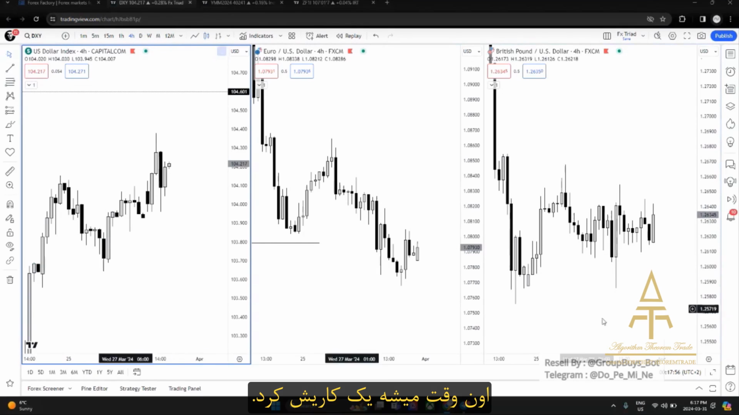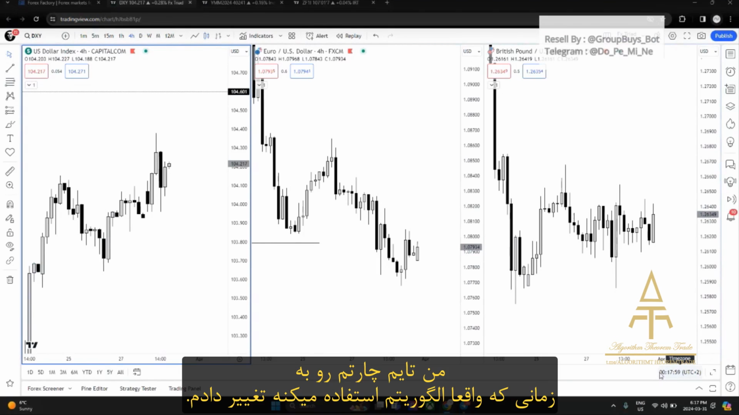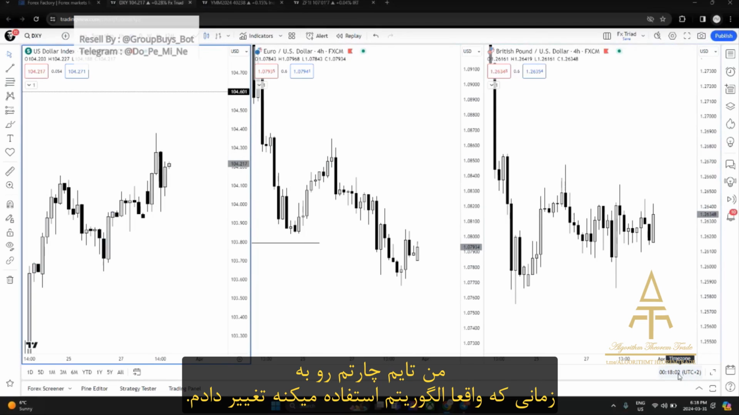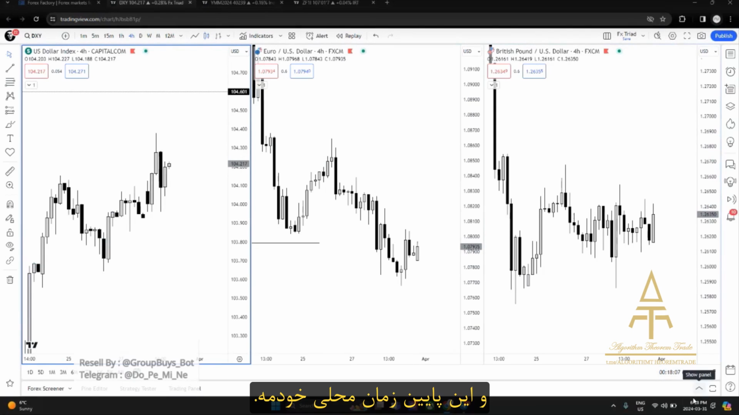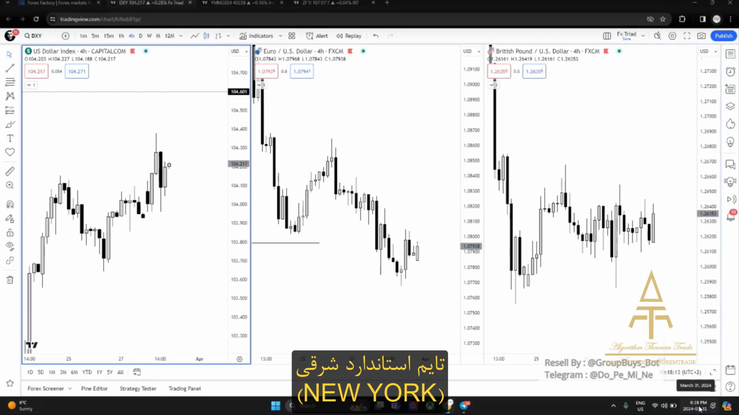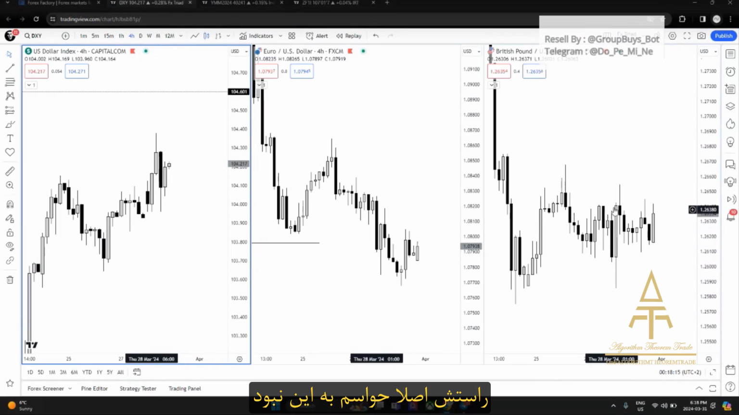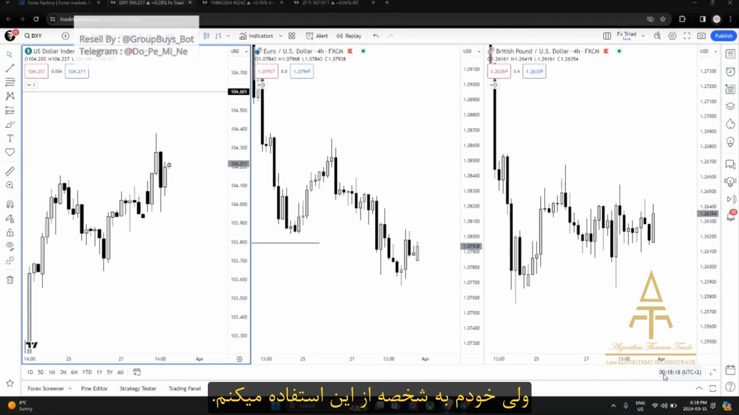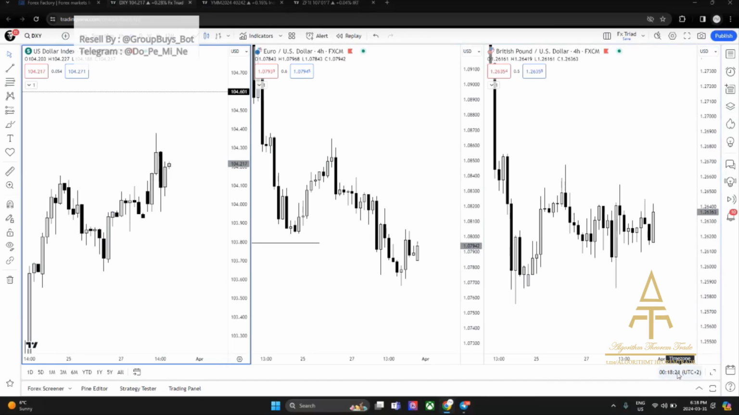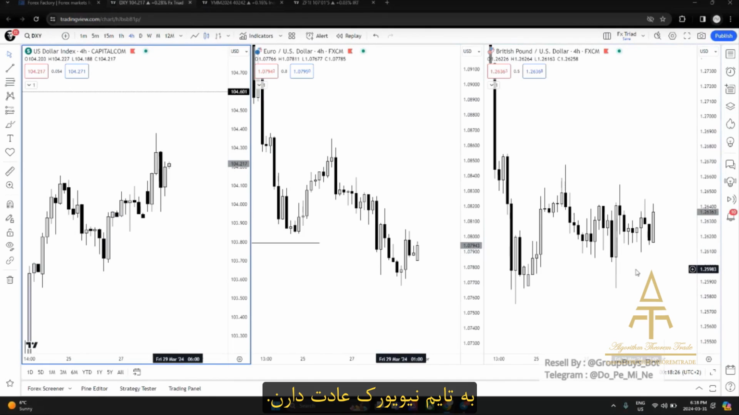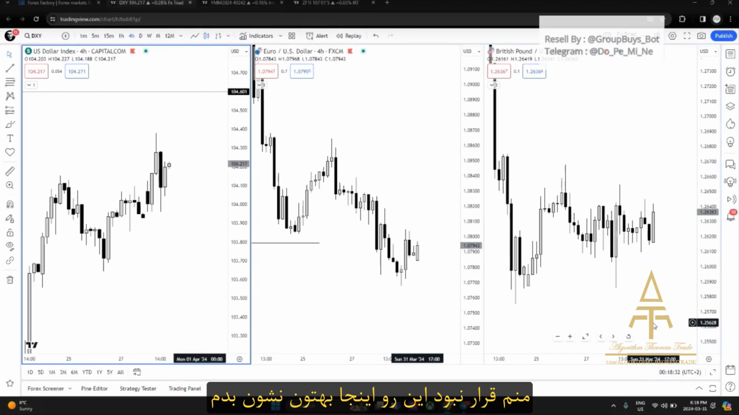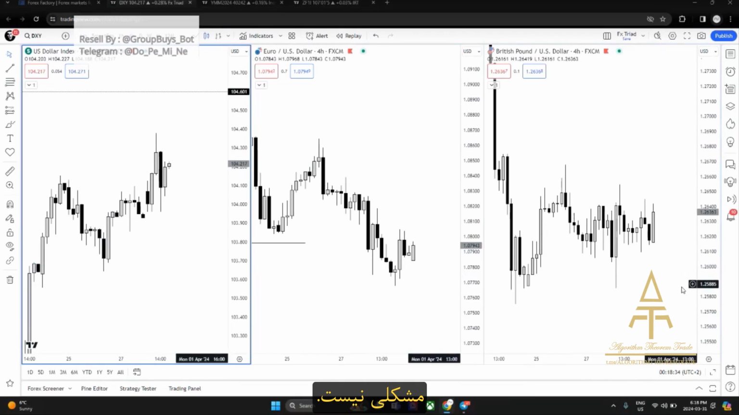I actually changed my time to the actual time zone that the algorithm uses. This is UTC plus 2, but here I still have my regular time zone, Eastern Standard Time. I didn't even realize that I still had this on. This is what I just use personally whenever I'm not talking about the charts, because everyone is used to using EST. So I actually should not have had this here, but you already know now, so it's okay.